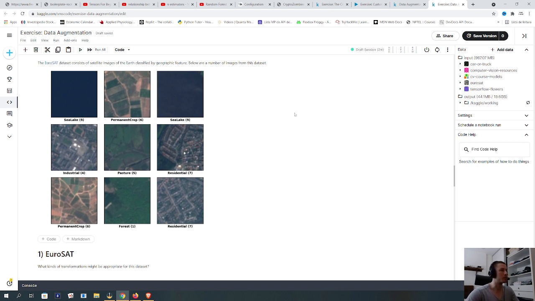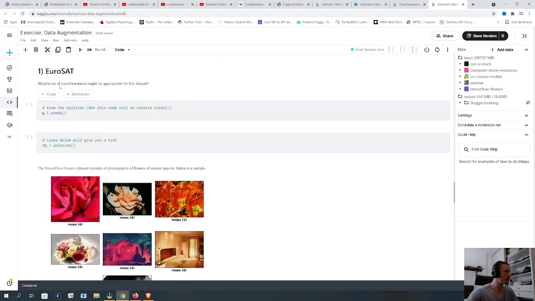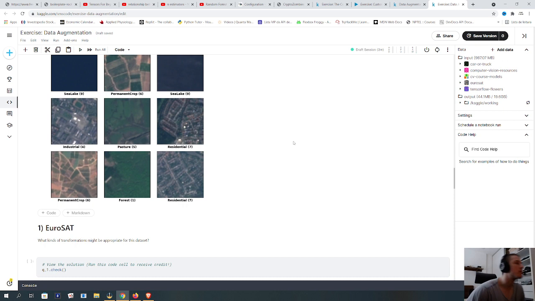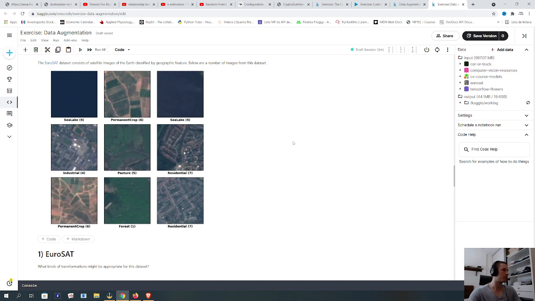A lower number of images from this dataset. So a bunch of pictures from the Earth. What kind of transformations might be appropriate for this dataset? That's a good question. Not really sure. Because if you change it vertically or horizontally, it's not going to make much difference, because they're not changing what the model is trying to predict. In the sense that it has to predict the horizontal and vertical values anyway. I think. Not sure.